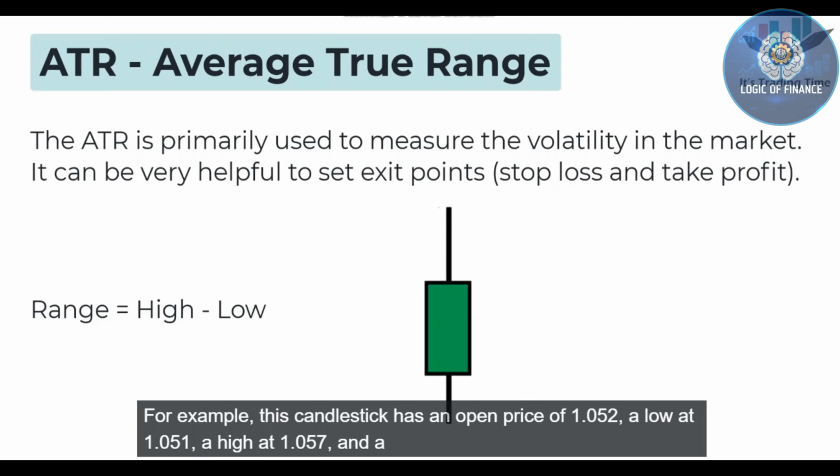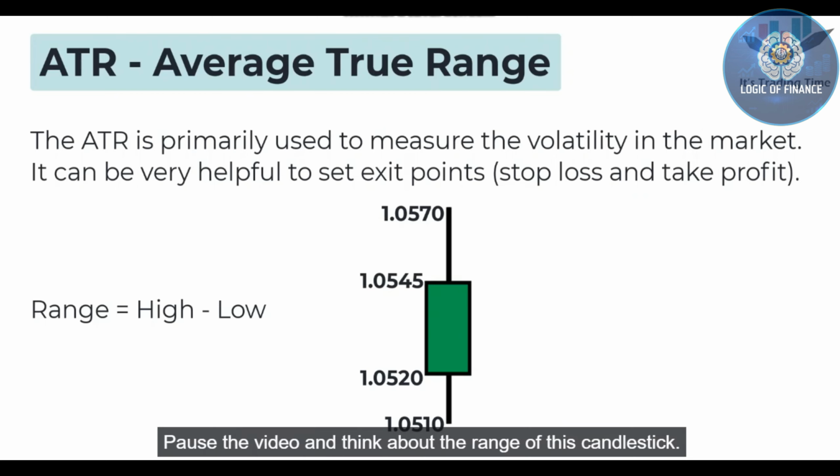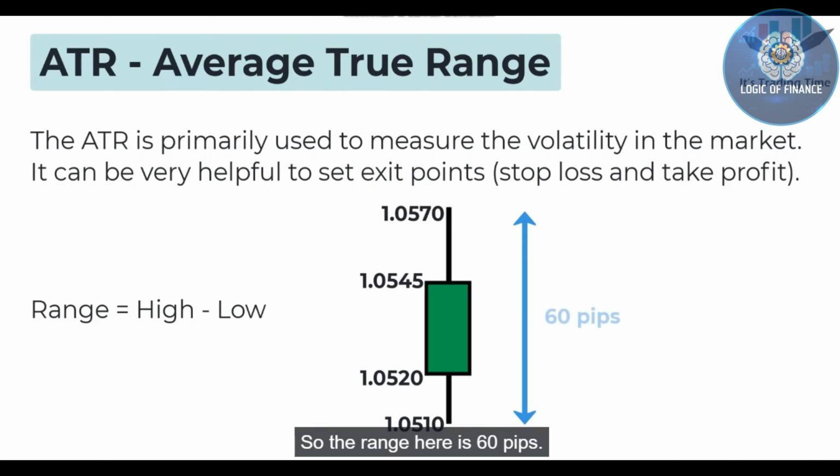For example, this candlestick has an open price of 1.052, a low at 1.051, a high at 1.057, and a close at 1.0545. Pause the video and think about the range of this candlestick. The range is calculated from the high to the low in order to cover all the movements in the candlestick, so the range here is 60 pips.